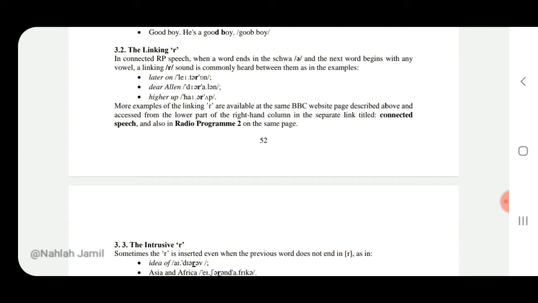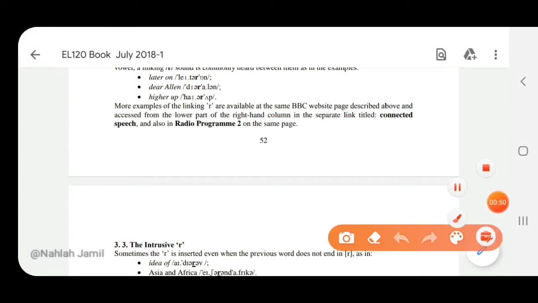Okay, so Britons, when they are pronouncing "later" by itself, they don't pronounce the R, they pronounce it "lata". So the R is probably silent. And "dear", they don't pronounce the R, they pronounce it "dia". And "higher", they pronounce it "hia". So the R at the end is not usually pronounced.